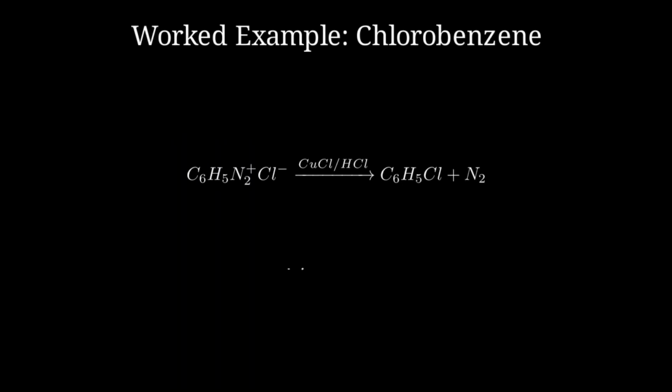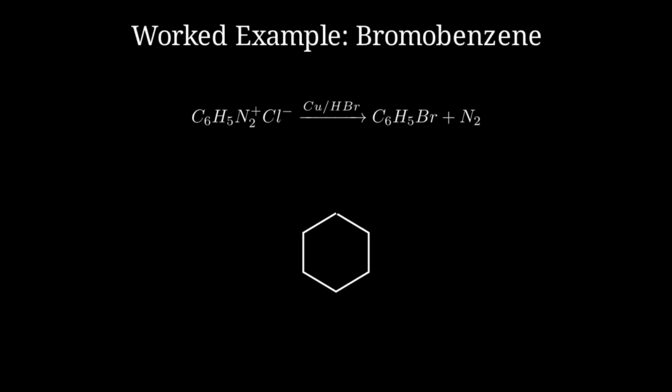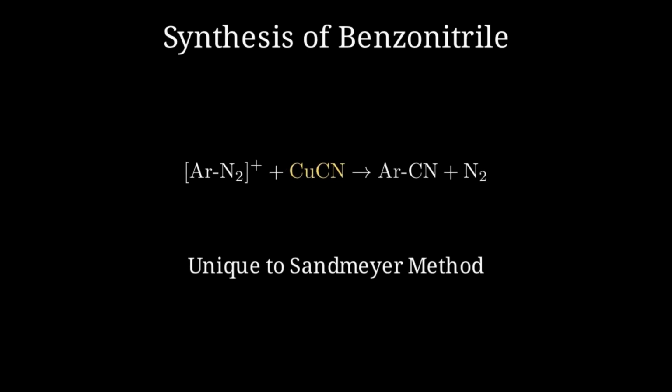To synthesize chlorobenzene using the Sandmeyer method, we mix the diazonium salt with cuprous chloride in hydrochloric acid. The nitrogen bubbles away, leaving behind a pure sample of chlorobenzene in high yield. In the Gattermann approach for bromobenzene, we use copper powder and hydrobromic acid. While the reaction is easier to set up because copper powder is common, the lower yield makes it less favorable for large-scale production. A major advantage of the Sandmeyer reaction is its ability to introduce the cyano group, CN, using copper cyanide. This is a vital step in creating carboxylic acids and other complex aromatic derivatives.